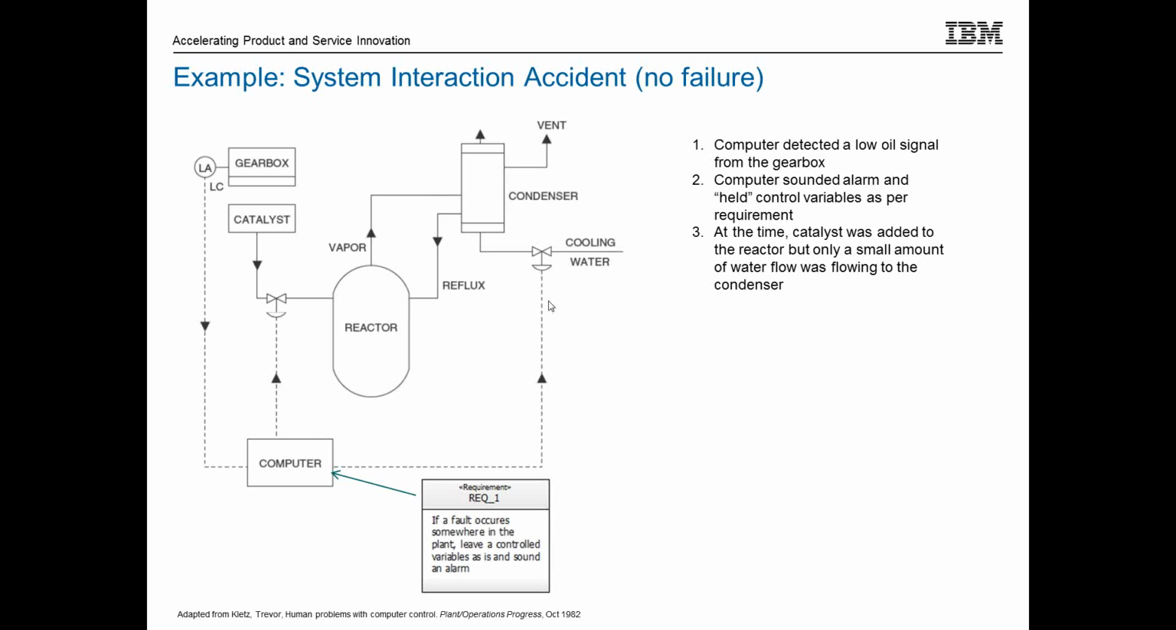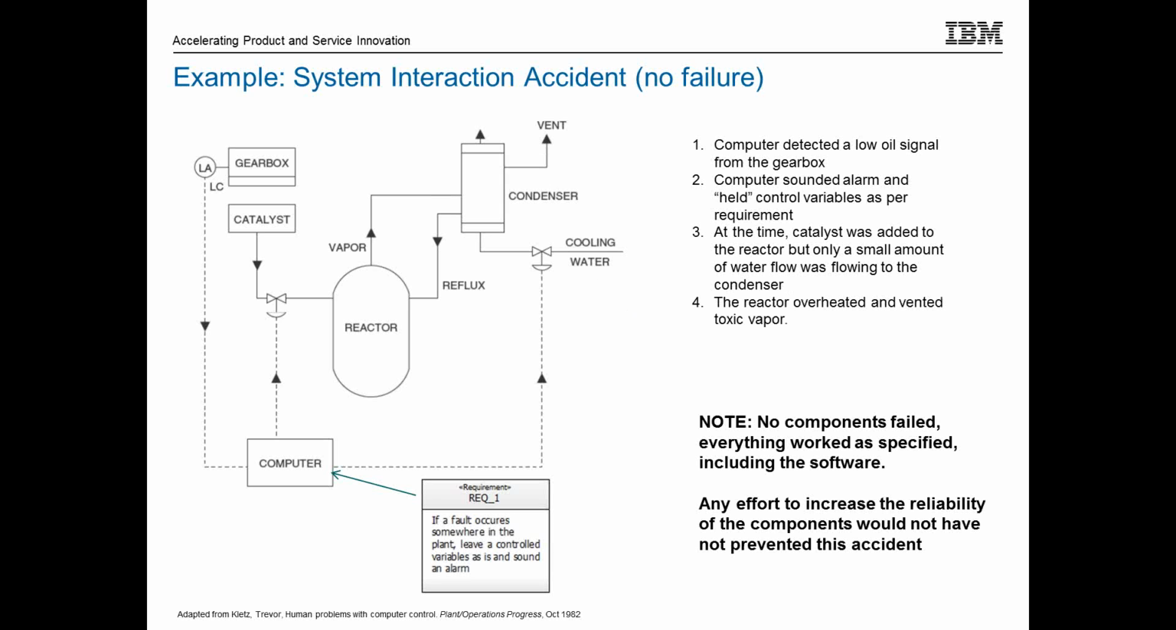Now at that time, catalyst was being introduced to the reactor, so the valve here was open, allowing catalyst to enter. And at the same time, the cooling had barely been open, and so the condenser was getting a small amount of water. And so while the system was held at these states for someone to take care of this, the reaction continued, vapor was produced, and the condenser couldn't manage the capacity, and so it ended up venting a hazardous substance into the atmosphere.